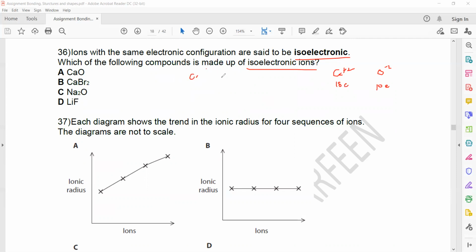In calcium bromide, and when we check sodium oxide, in sodium oxide there will be a sodium ion and oxide ion. Sodium is having 11 electrons, but in plus 1 means it will have 10 electrons. And oxygen is having 8 electrons, minus 2 means it will have 10 electrons. So both the ions have the same number of electrons, that's why we call them isoelectronic. Is it clear? Question 36.